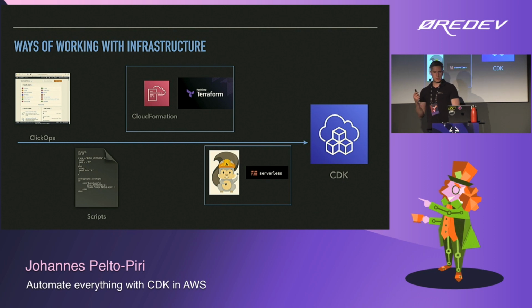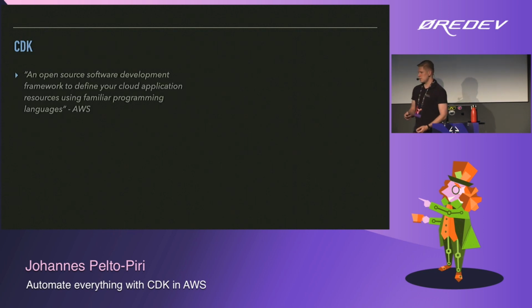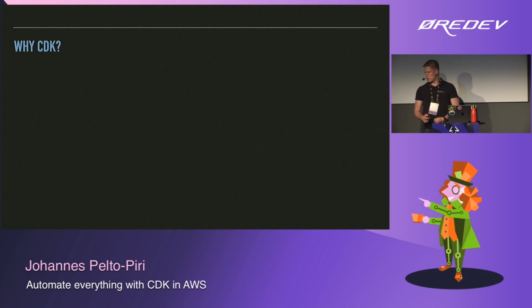And according to AWS, CDK is just an open source software development framework to define your cloud infrastructure as code. And you can use TypeScript, you can use Java, C#, and soon even Go. But for these examples, we will use TypeScript. And why do you want to use CDK then?